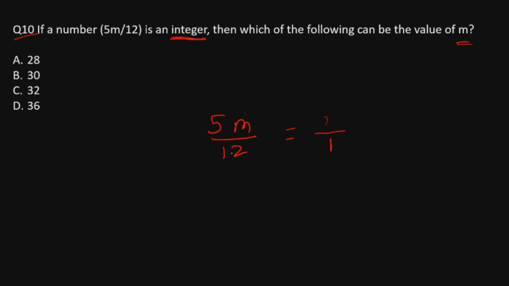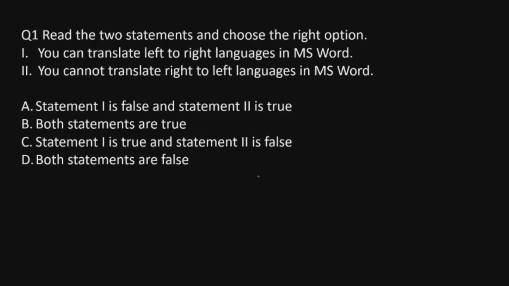But instead of assuming x, we can look at the options and see which one is divisible by 12. There is only one option, 36, which is divisible by 12. So 5 into 36 by 12: 12 goes into 36 three times, so it's 15, which is an integer. So option D is correct.